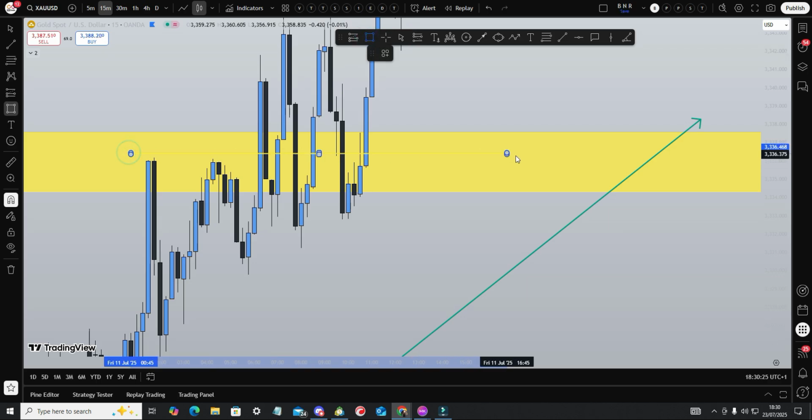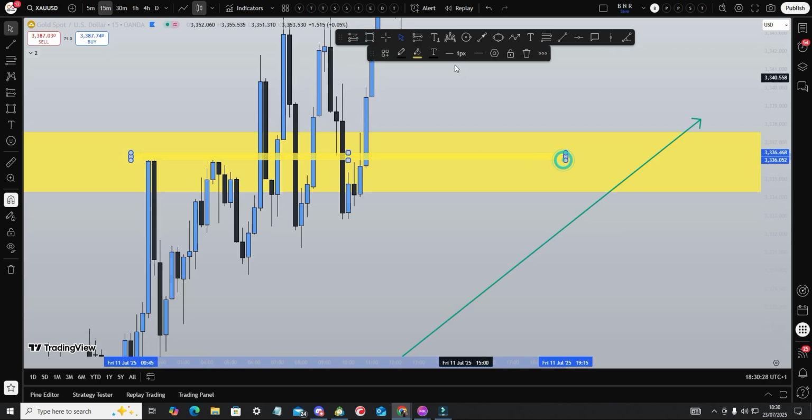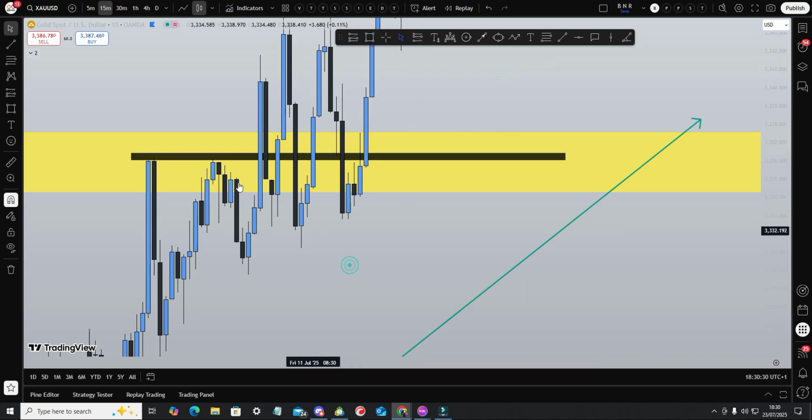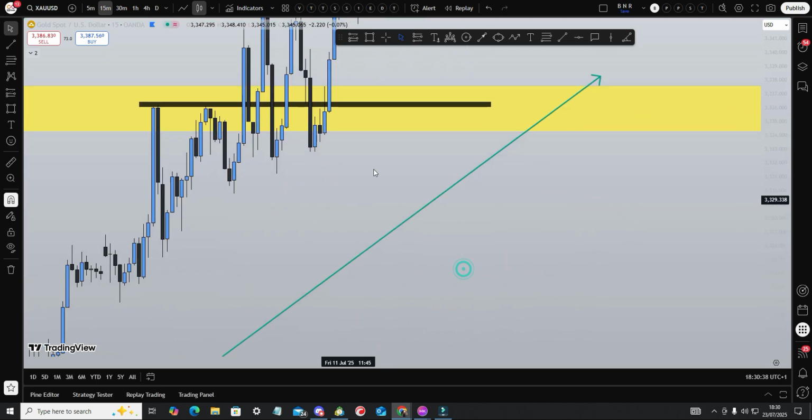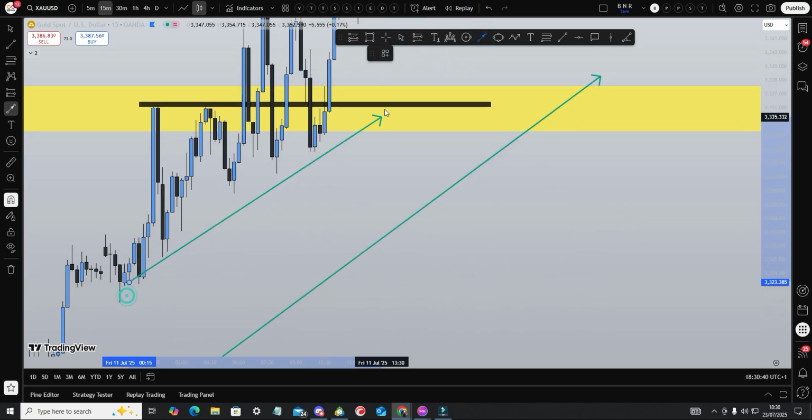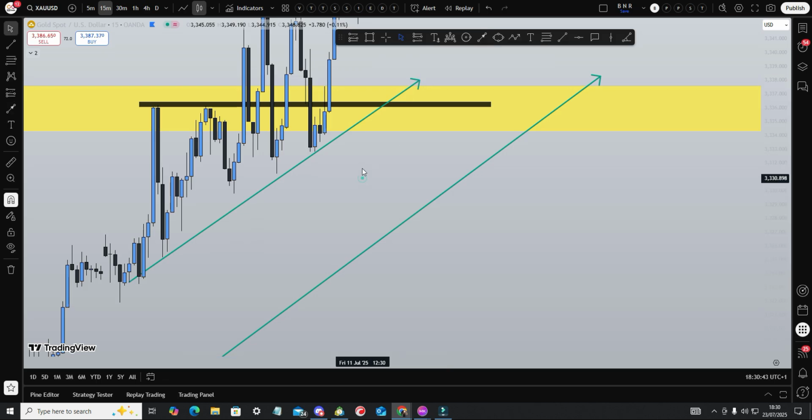Okay, for a while this was a major resistance area. Let's change the color of this. This area, this resistance, was a resistance until we got these breakouts. Now when you see something like this, let me just sharpen this up and clean this up a bit more. Remember what I said?